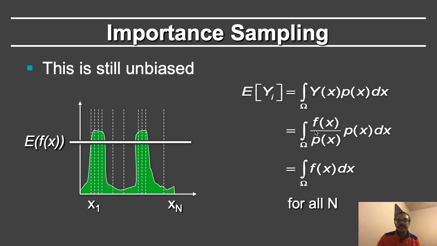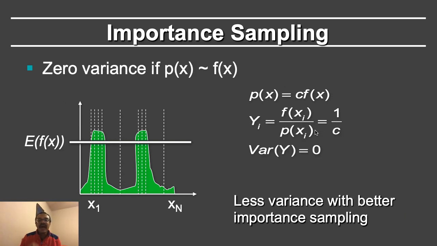However, you want to choose a probability distribution that will reduce the variance. And in fact, if the probability distribution is chosen proportional to f(x), then the variance is actually equal to 0. Because y_i, which is just f over p, but p is now proportional to f, let's say p is equal to some constant c times f, will simply be equal to 1 over c, and therefore however many samples you take, there is no variance at all. Even taking a single sample gives you the result.